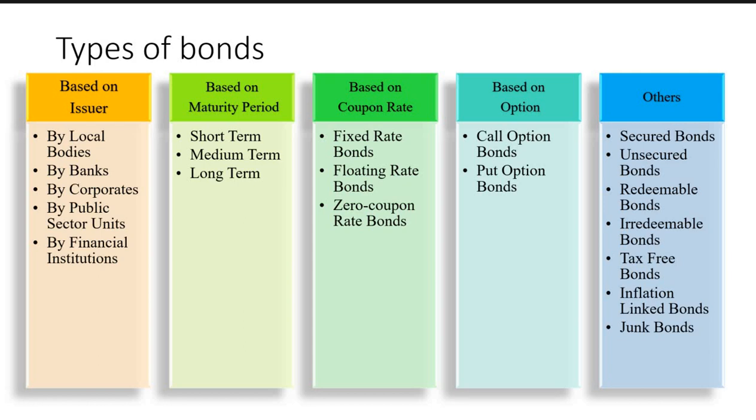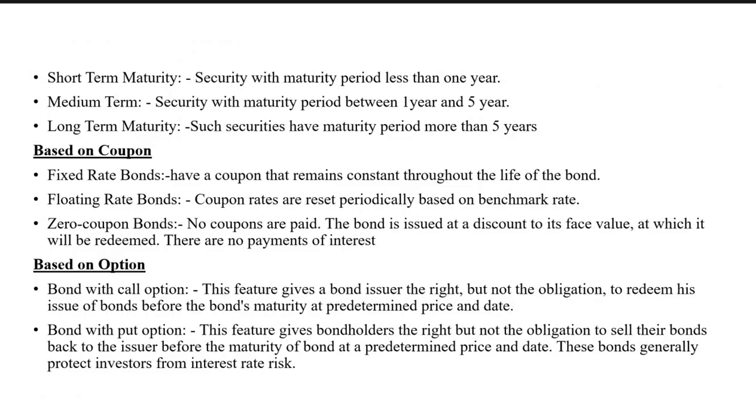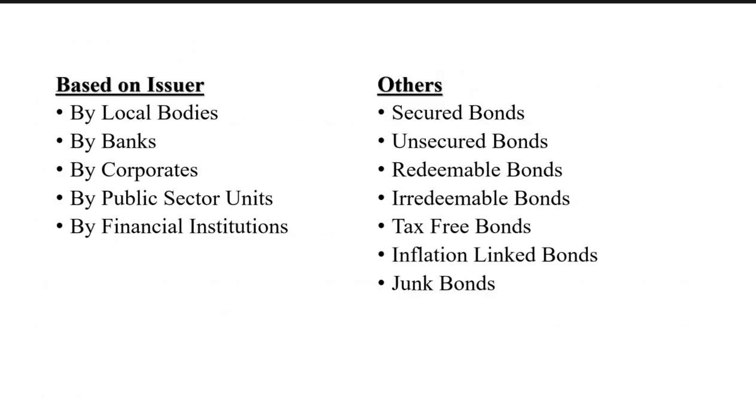Now we will see about these bonds one by one. First we will see on the basis of issuer. The name itself says that the bonds are classified on the basis of the person who issues them, correct? In that, the first one is by local bodies. If any bond is issued by the local bodies, then such bonds are known as local body bonds.